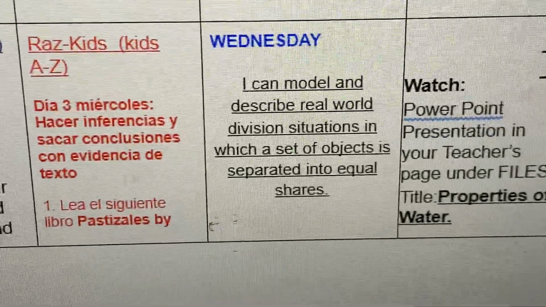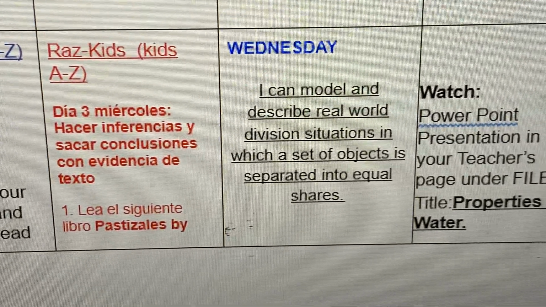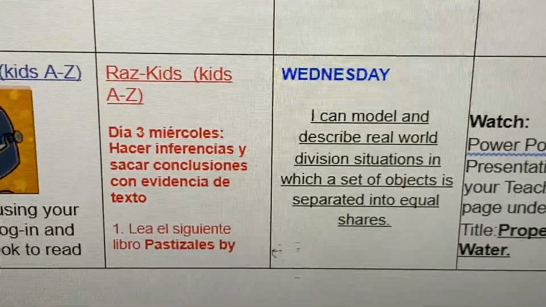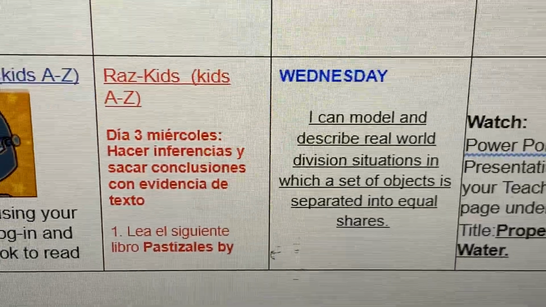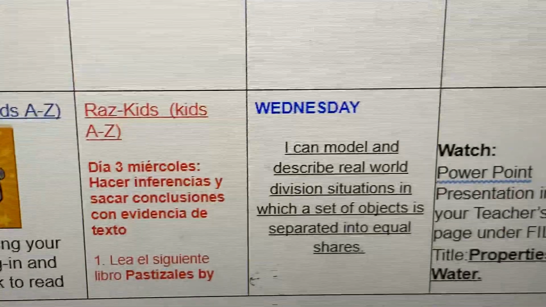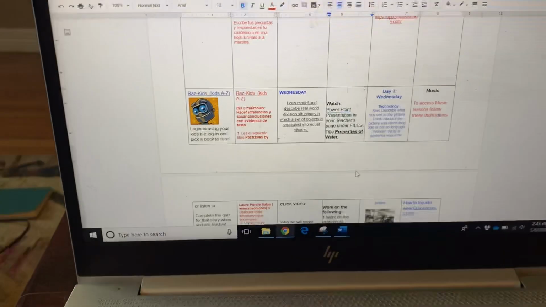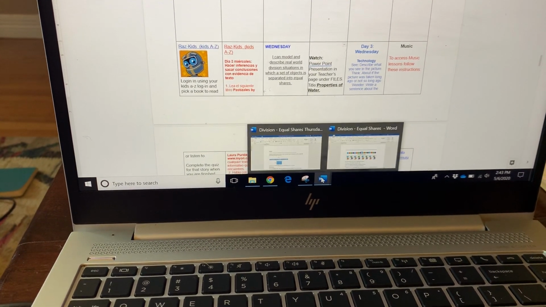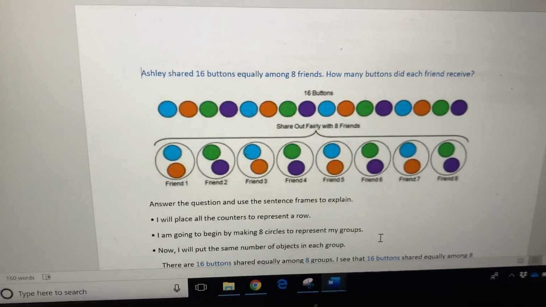All right, so we are going to look at a division situation and we're going to represent that division situation with a set of objects, and we are going to separate them into equal shares, okay? So I'm gonna explain to you what that is. So what you're gonna need for today is this chart. Okay, let me pull it up real quick. We will need this guy first.